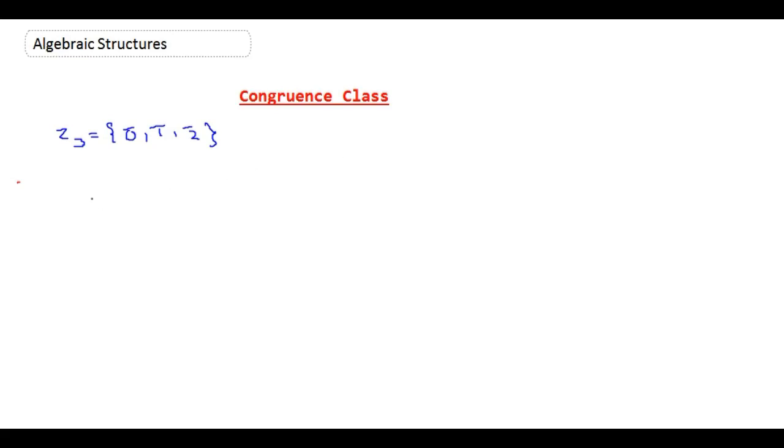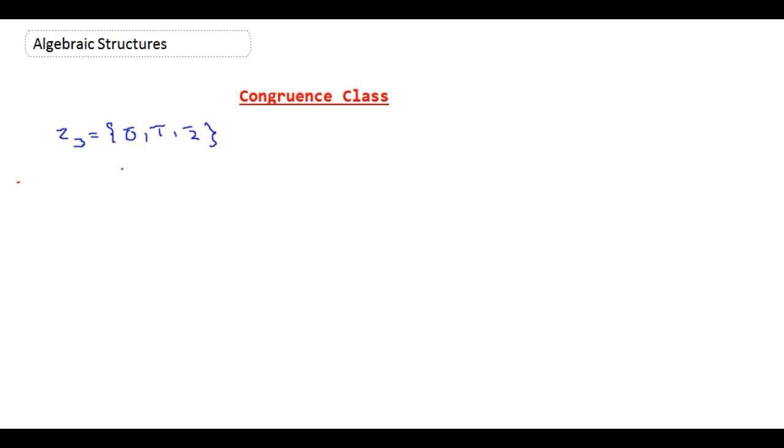So we have constructed the said J3, which contains the three distinct classes 0 bar, 1 bar and 2 bar. Now we are going to introduce some composition on the said J3, and we are going to check under that operation whether it forms a group or not. So first define some operations, and check whether it is a binary operation or not.